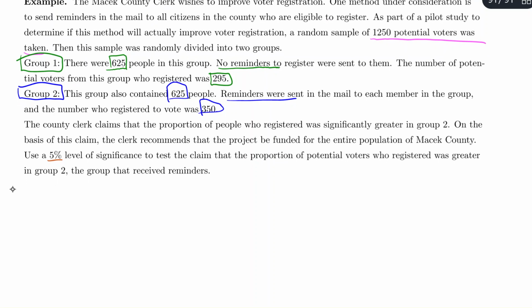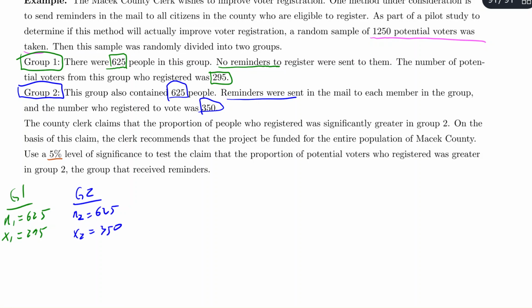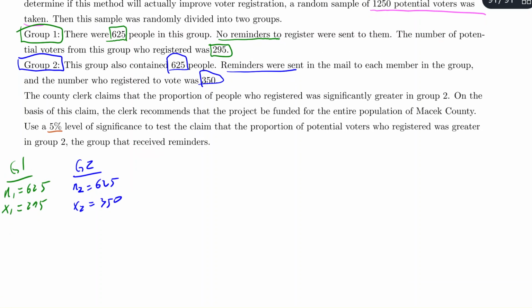Group 1, let me match the color. Group 1, well, sample size was 625, and X1, X in this case, would be who registered to vote, 295. And group 2, sample size was also 625, and people registered to vote was 350. Okay, so keep that in mind, and let's state the statements first, and then test it.